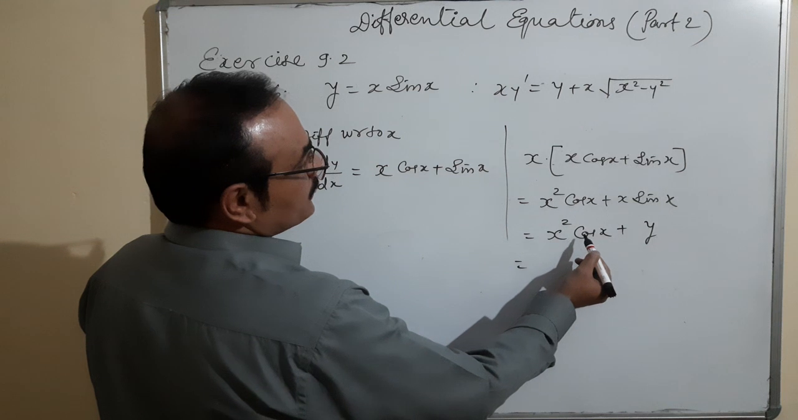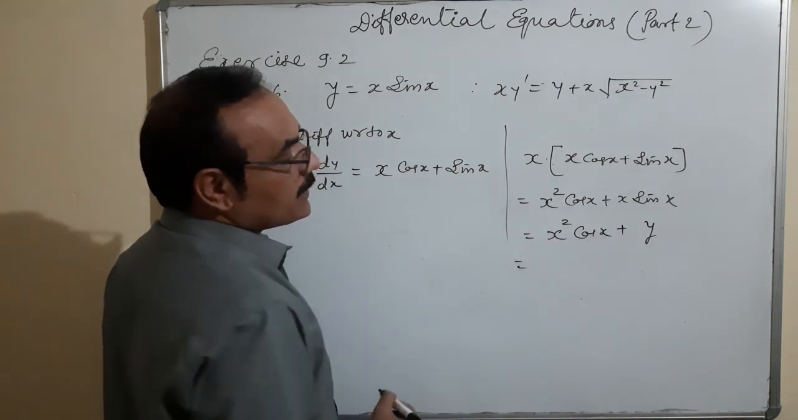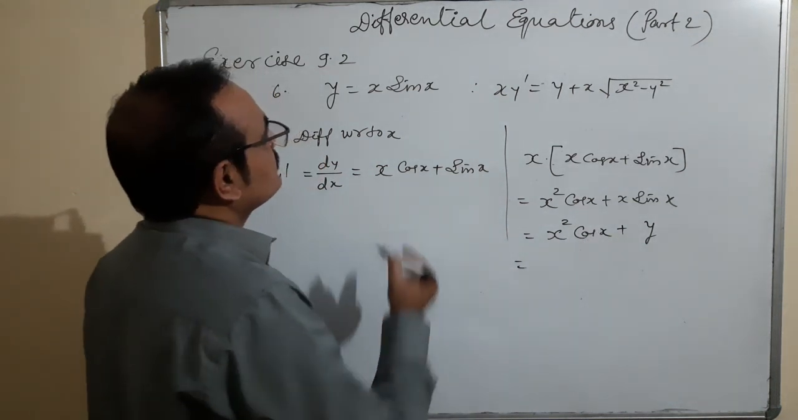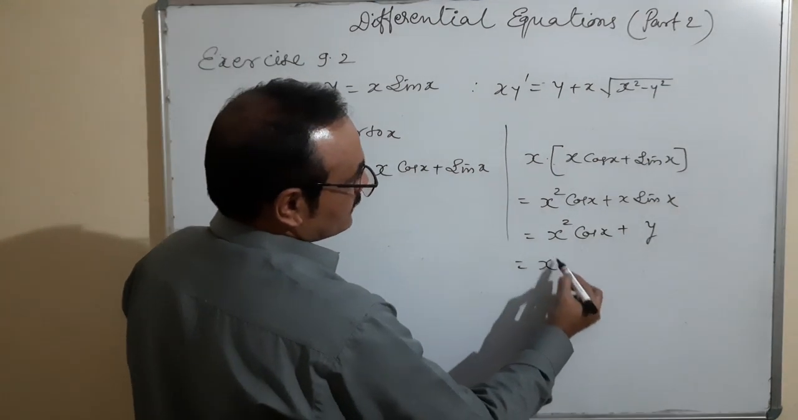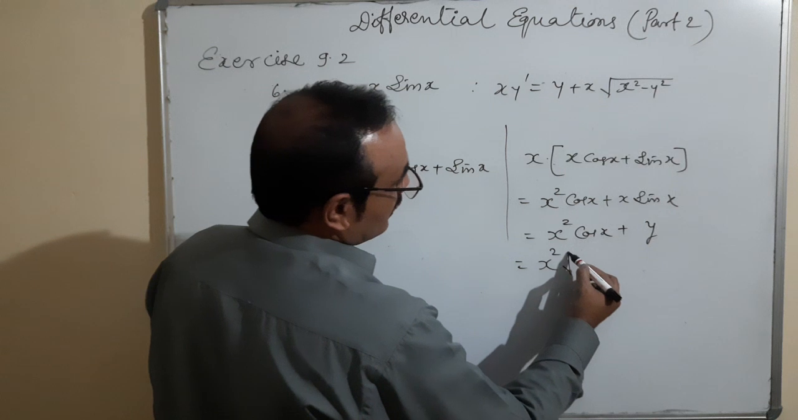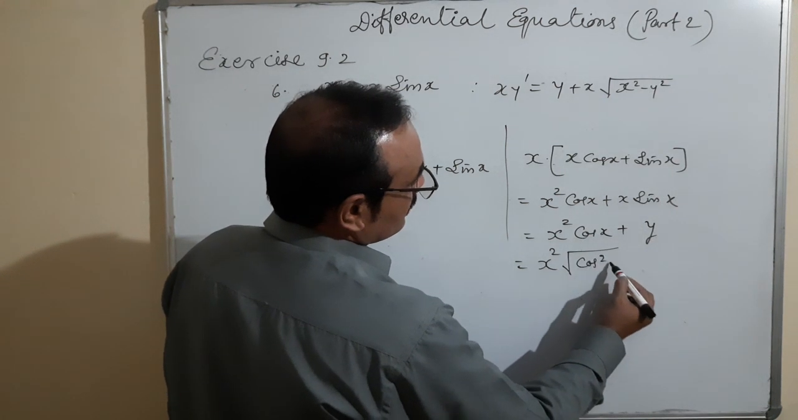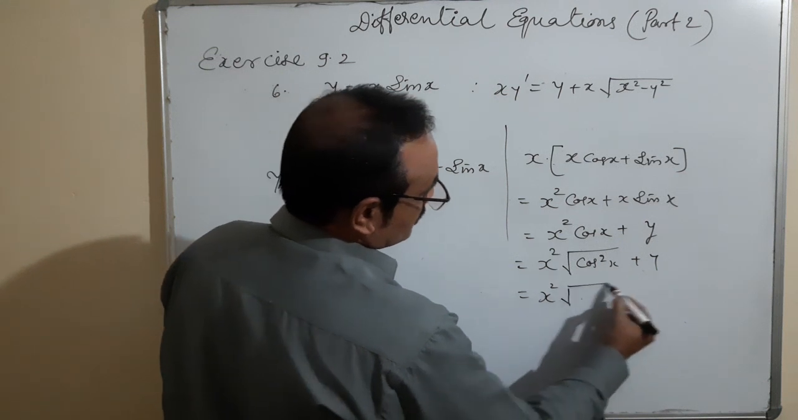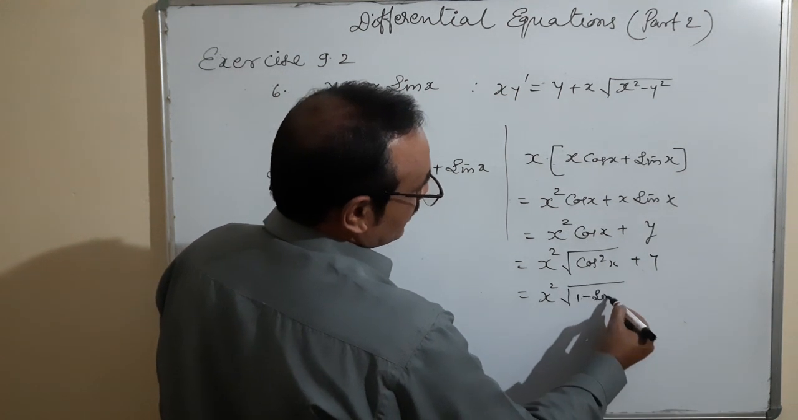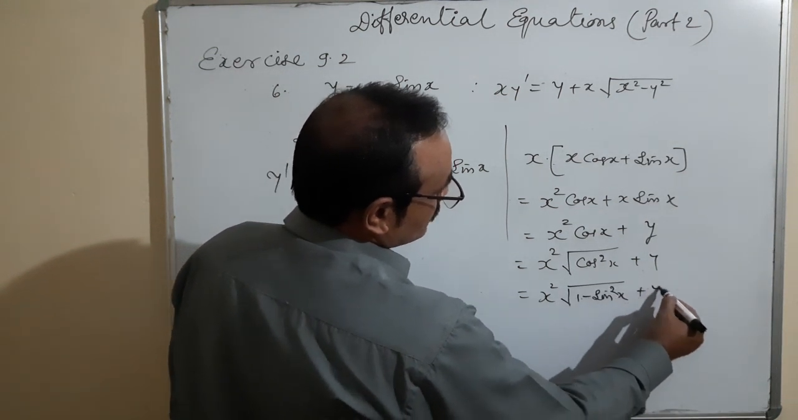I can use one term here. This cos x will be converted into the form of sin x so that we can put the value of sin x equal to this, right? So when I write here x square, cos x can be written as under root cos square x plus y. So x square cos square x, that is 1 minus sin square x, plus y.